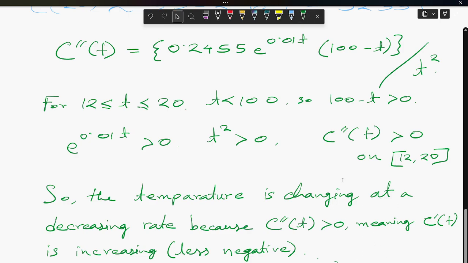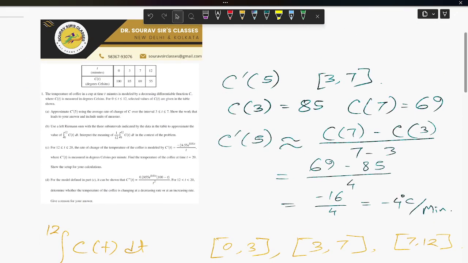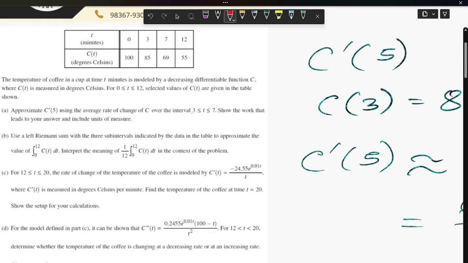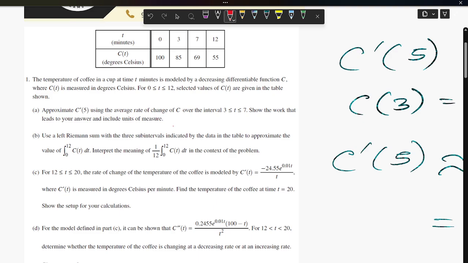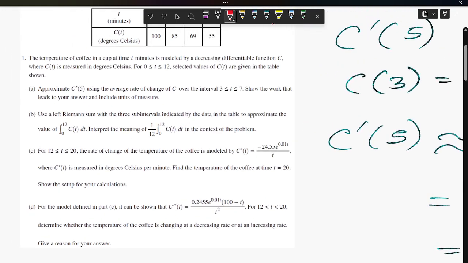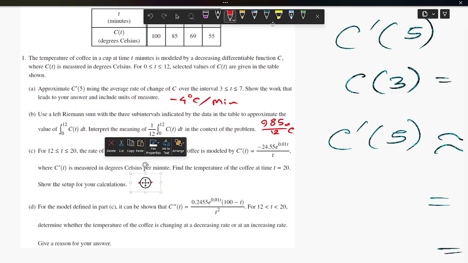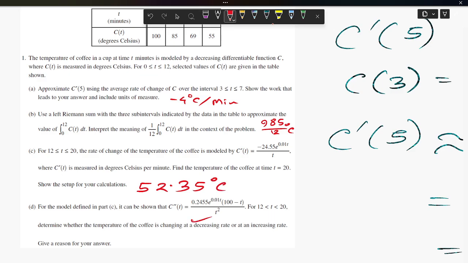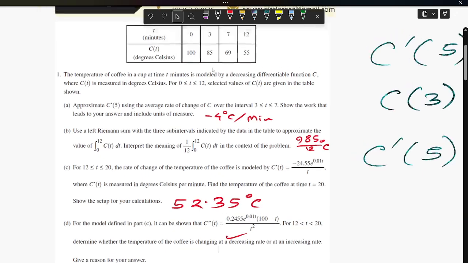So fine, so good. Let us sum up the answers of this question. The answer of the first question, that means the approximation of C'(5), is equal to -4 degrees centigrade per minute. And the average value, 1/12 times the integral from 0 to 12 of C(t) dt, is 985 upon 12 degrees centigrade. And for 12 ≤ t ≤ 20, in this part we would get the answer 52.35 degrees centigrade. And in the last we called it a decreasing rate. Okay, so these are the answers of this question.